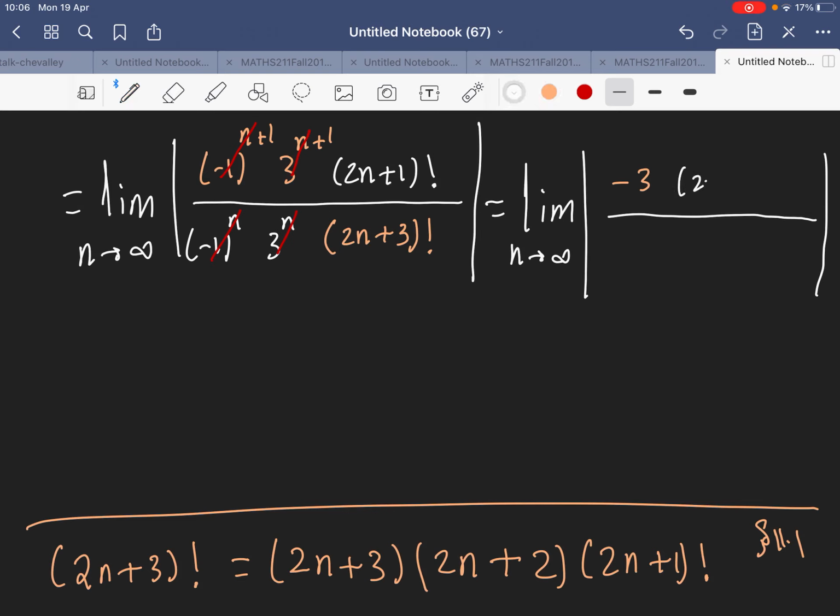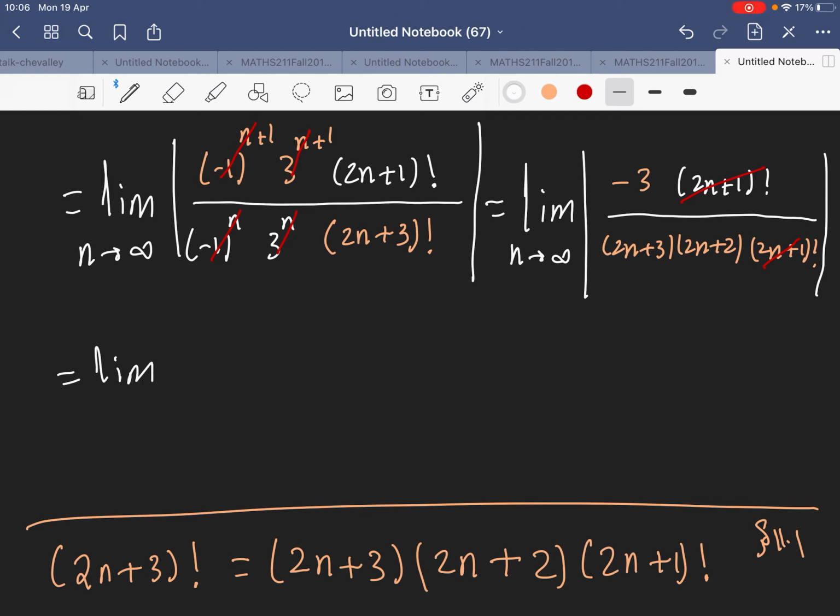We keep the one in the white as it is. And the one in orange here, it will be 2n plus 3, 2n plus 2, and then something that gets cancelled. Remember, the goal is to cancel something. Now, absolute value with the negative sign, this would be cancelled. So I don't need even to write the absolute value.